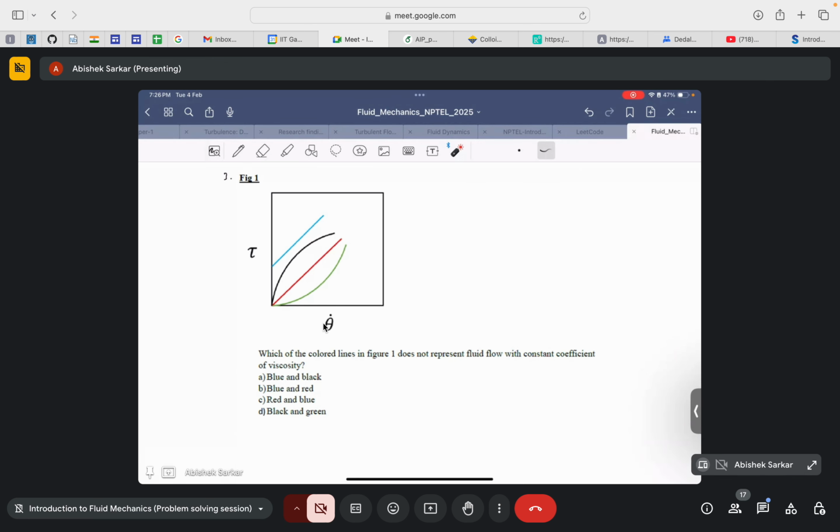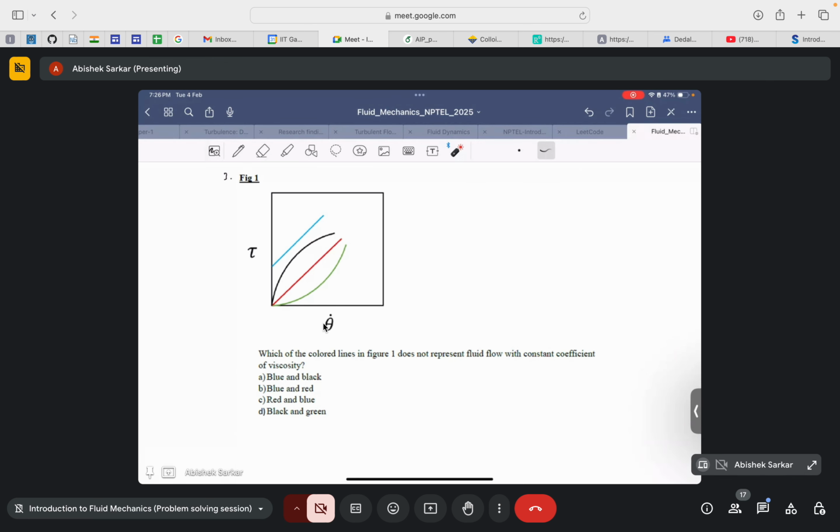In fact, this makes more sense. So when do I say that the slope of a line is a constant? The slope of a line is a constant value. So think in that way. If you think in that line, the correct option is D, that is black and green. Here you can see that these lines, black and green, do not vary linearly with strain. The stress in this case does not vary linearly with strain.